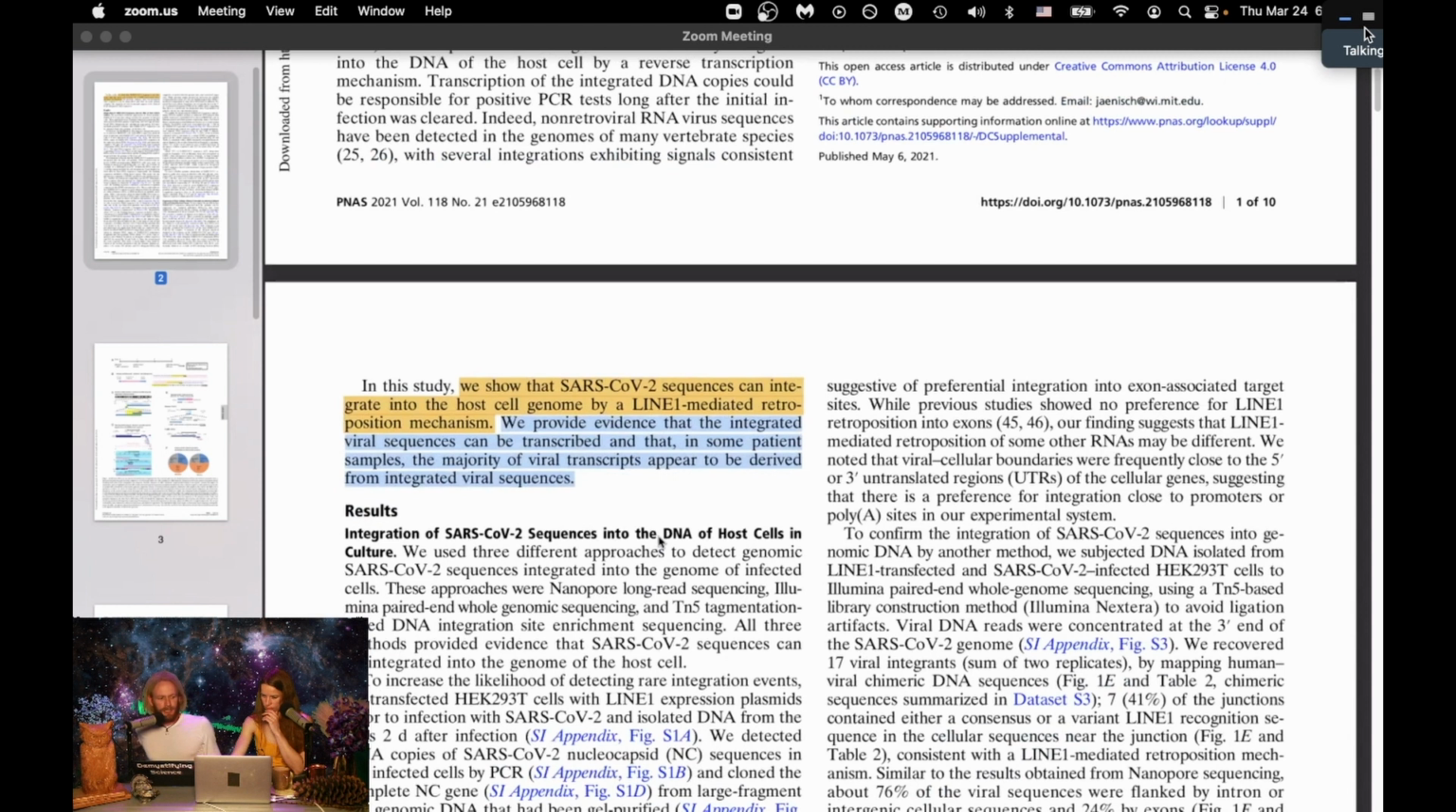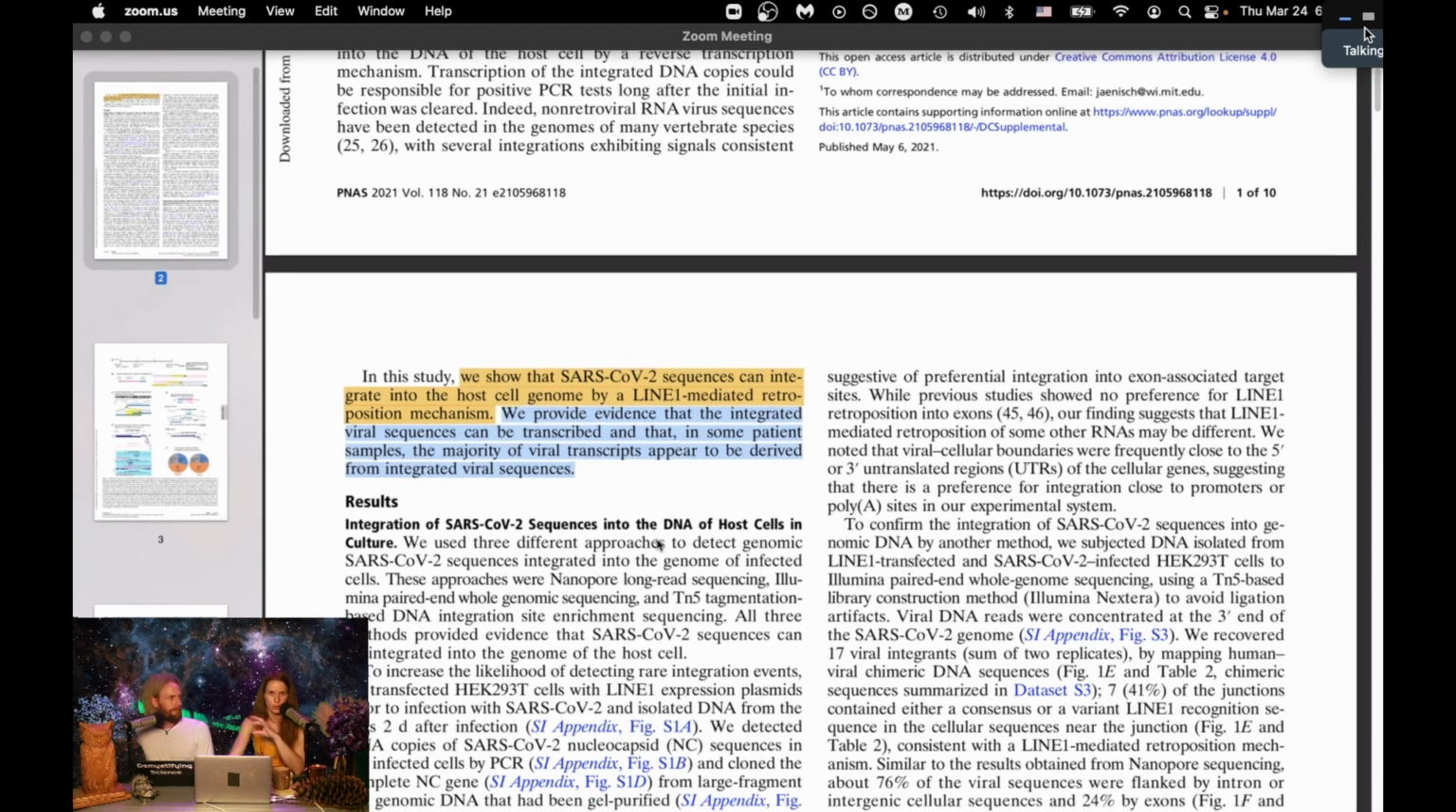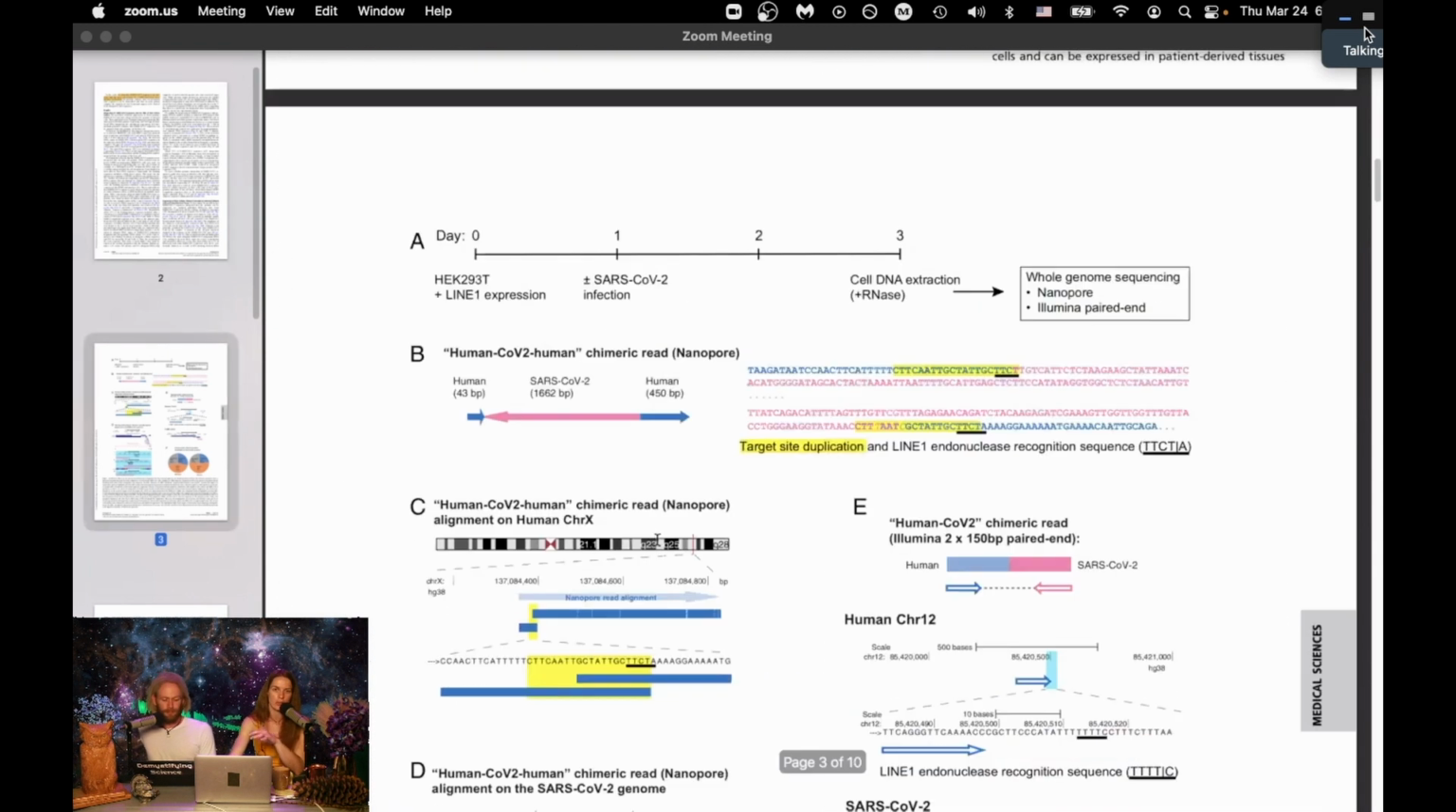So they looked at some patient samples and found that a lot of the viral transcripts had pieces of the host in them as well. And this makes sense because they weren't actually active virus. These cells didn't contain a full virus that was able to pop out and infect somebody else.